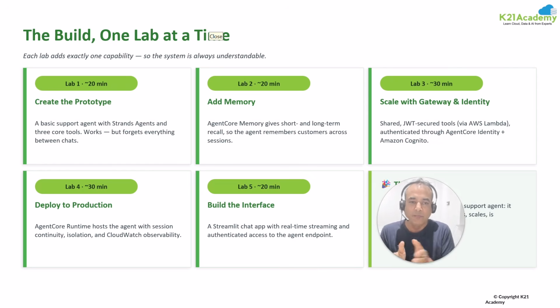gateway and identity. Until here it will not be interacting with third parties or other places. This is where we'll be using identity and shared tokens, and leveraging AWS Lambda, authenticating through AgentCore Identity, but we're using the Amazon Cognito service. Once that's done, we are going to deploy in production, and this is where we'll be using hosting and running on AgentCore runtime. This is where you'll be using session continuity, isolation, as well as CloudWatch, which is another service in AWS, for observability.